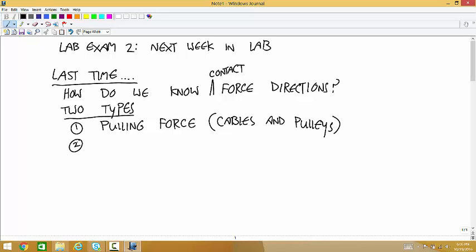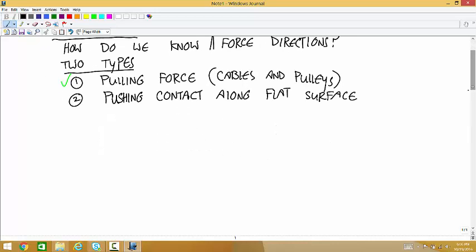And then the second type is pushing contact along a flat surface. We've done the first one, and now we have to do the second one. And then most problems will have forces of each of these types in it. So pushing contact along a flat surface.